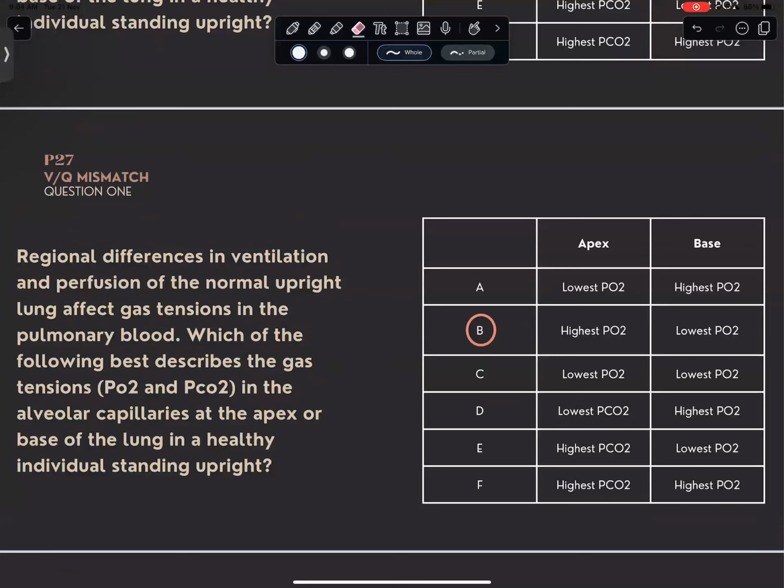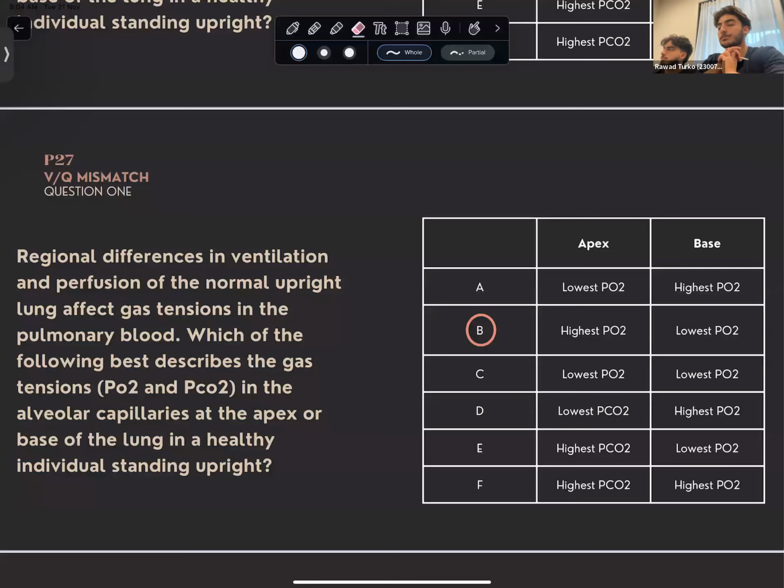Because at the apex there is low compliance, so low ventilation. Low what? Low ventilation. Increasing compliance at the apex, because if you take the example of the spring, the tension at the apex is higher, so less compliance.